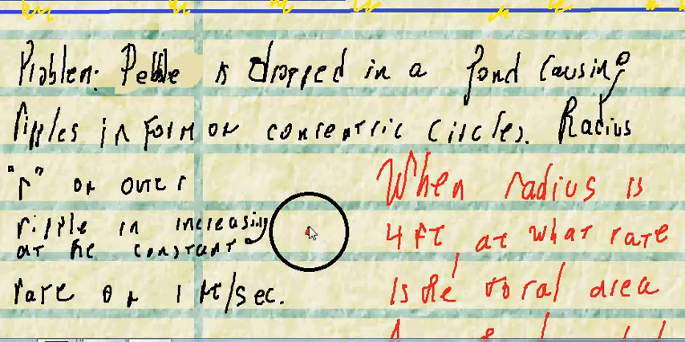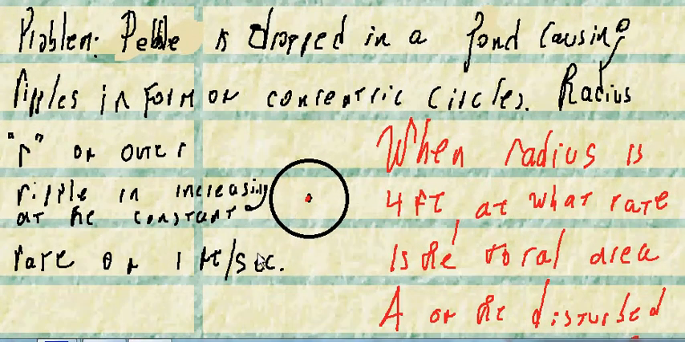Let's say you drop the pebble right here. It's going to cause little ripples of water in the form of concentric circles. The radius of the concentric circles is going to be r, and these concentric circles are increasing at the constant rate of 1 foot per second. Okay, so 1 foot per second.